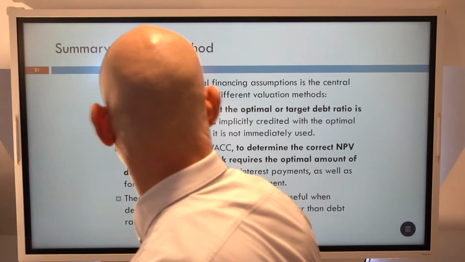At the beginning you touched a little bit upon inflation, but I was wondering, how does inflation or deflation impact either the FTE or the APV or the WACC?